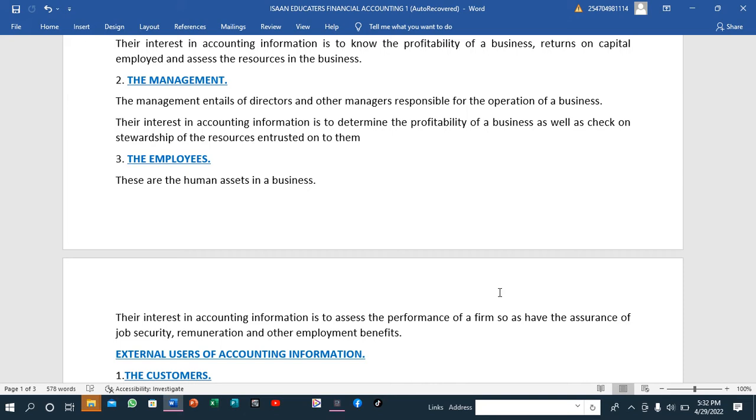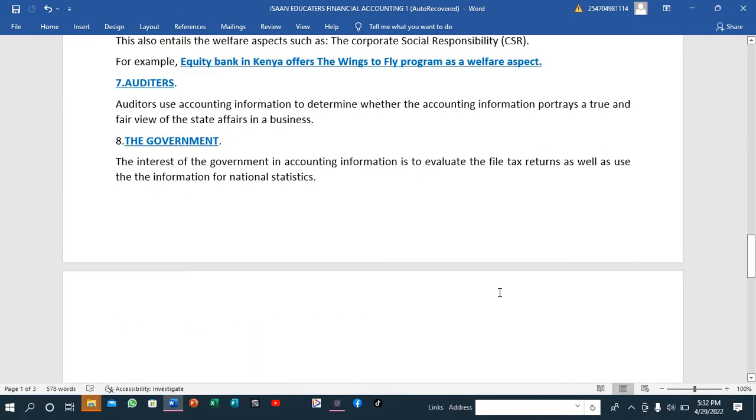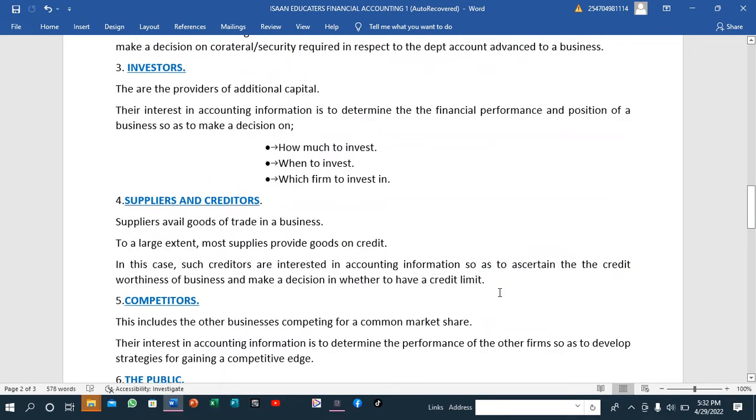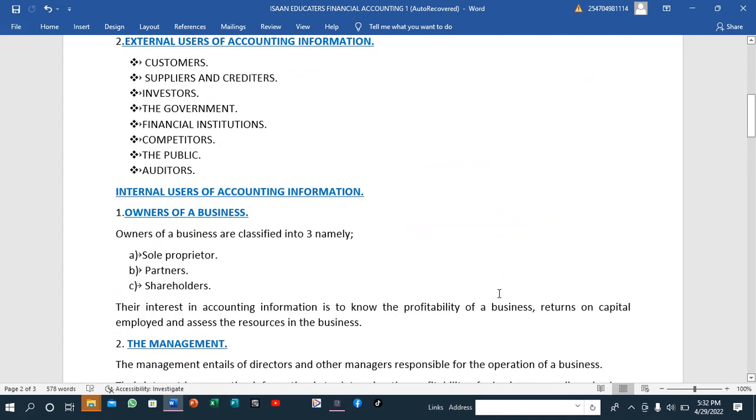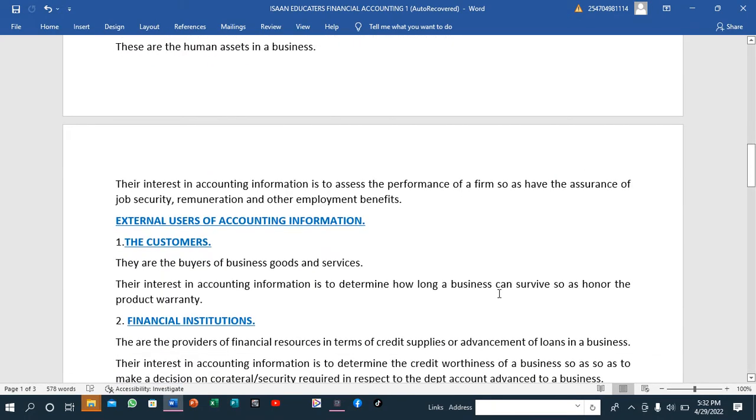For example, when you are an employee in a certain business or a company, you have to ensure that they are performing at a high performance, so that you will be assured that you are going to maintain that job for a longer period of time. You can't work in a company whereby you have doubt that at a certain period of time you may be let go. So you have to ensure that their financial performance is very high, so that you have the assurance of your job. So that is the internal ones.